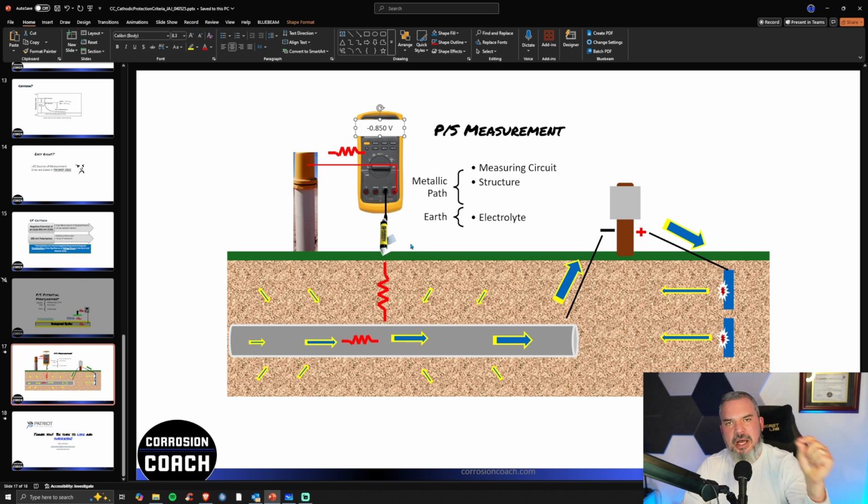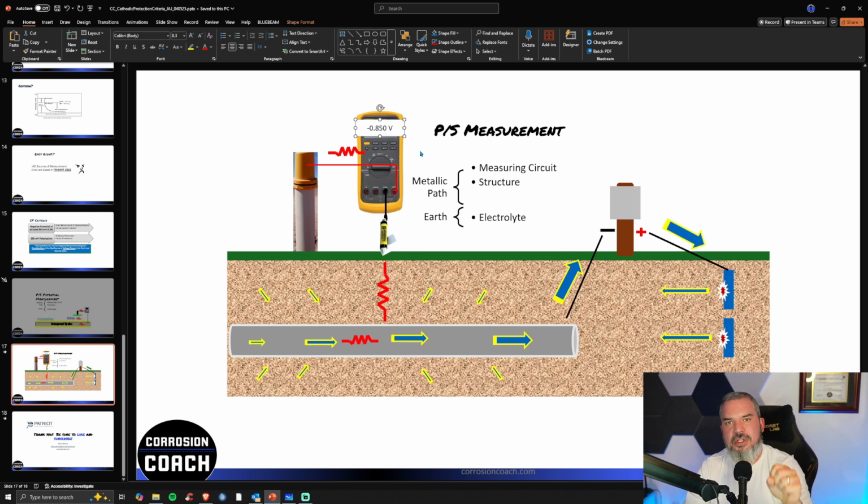So I'm going to take my pipe, red lead, test station, to soil, black lead, reference cell. When I do that, I'm going to get a number on my meter. It's a voltage number, okay? It's DC volts. I've got to make sure I'm on DC volts on my meter. It's going to be a negative number. That's a normal operating condition.